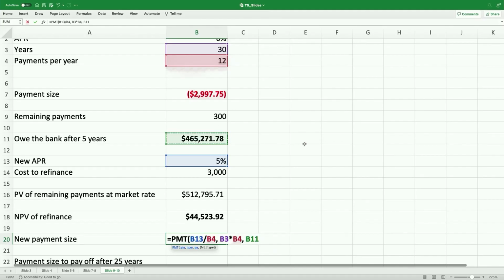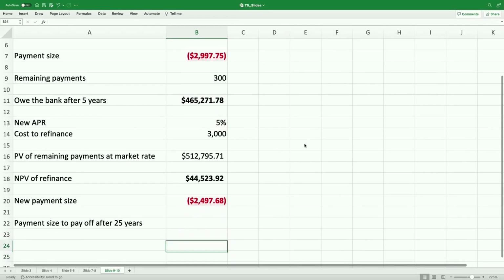It's the remaining amount of our principal, $465,271.78. So the new payment size is going to be $2,497.68. Good?